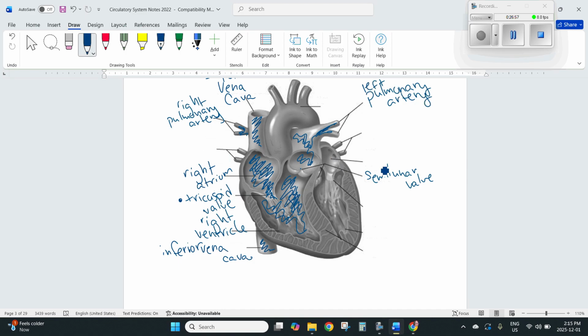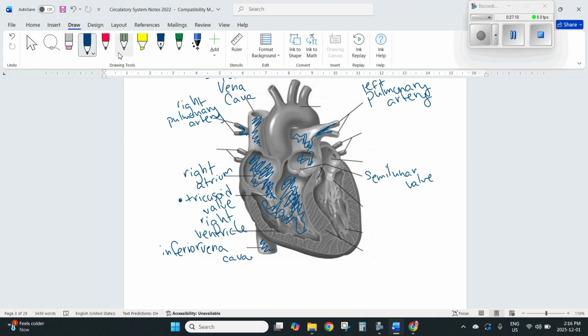So the semilunar valve, there are two of them located in the heart. One's at the exit of the right ventricle, and then the other one, if you look down here, right here, where my little pen is going, is my semilunar valve located in my left ventricle. Okay, so now pulmonary arteries.